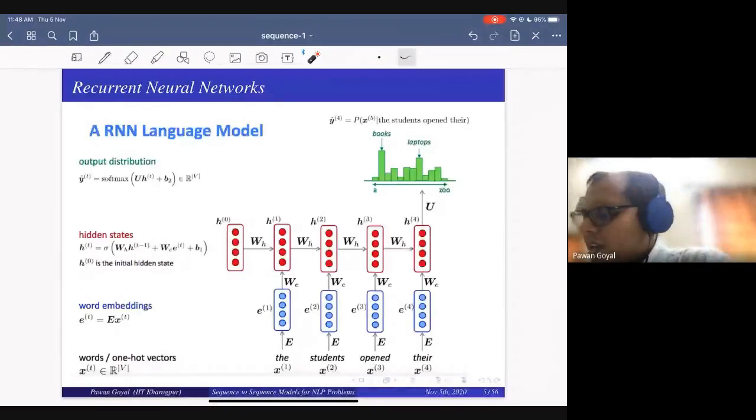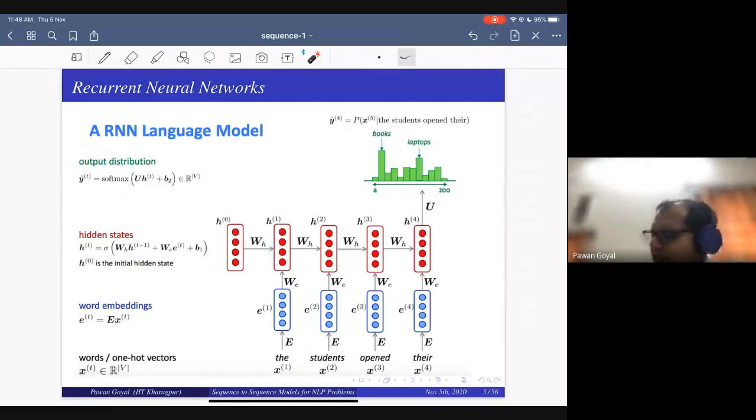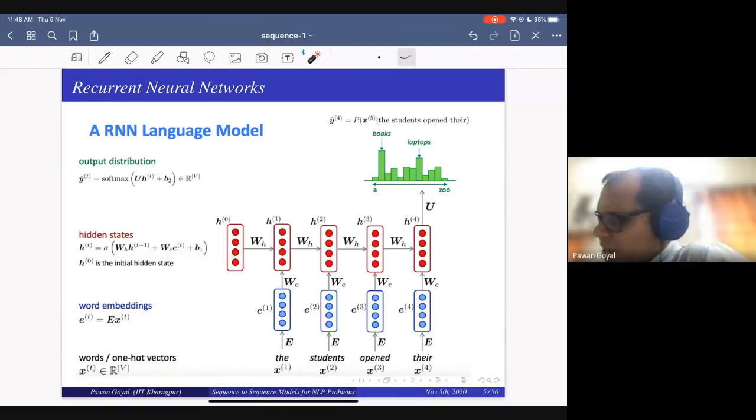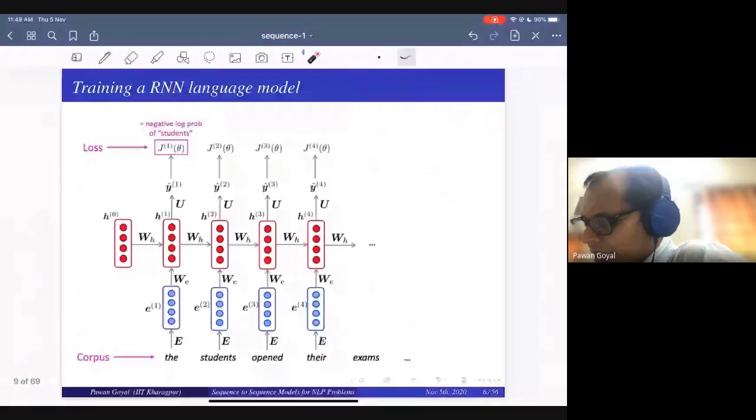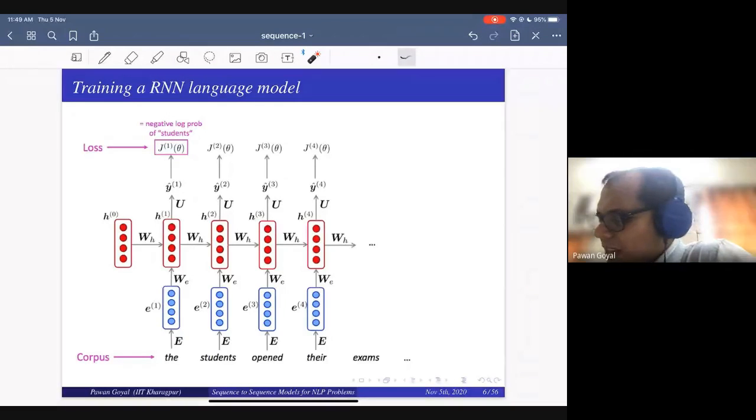So this is where I know what my many-to-one architecture is, for finding the next word. Now, how do you train it? You are given a large corpus that will have a lot of text. At every point, you will keep on generating the word and get the cross entropy loss, minus log of the probability.